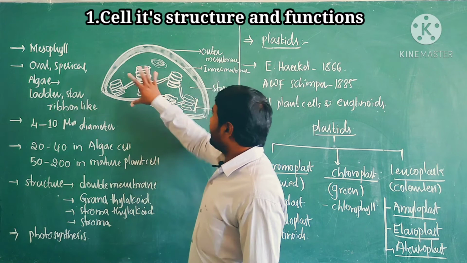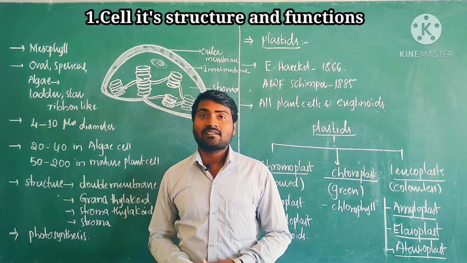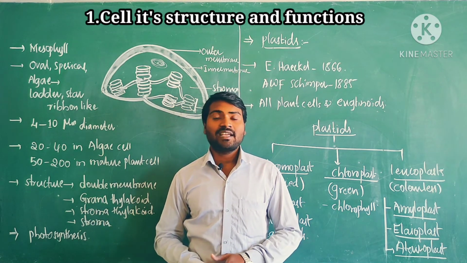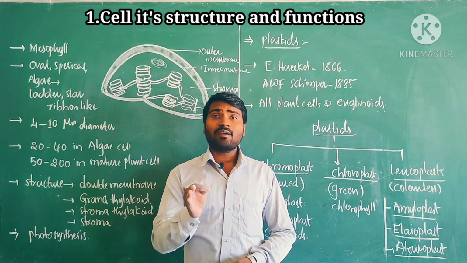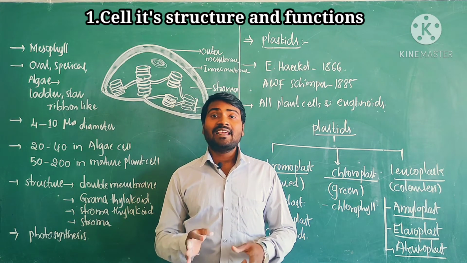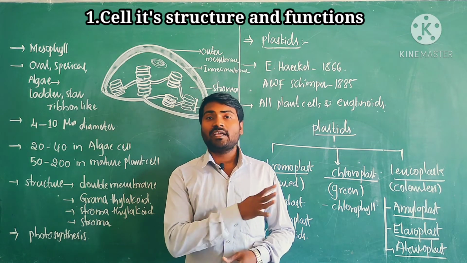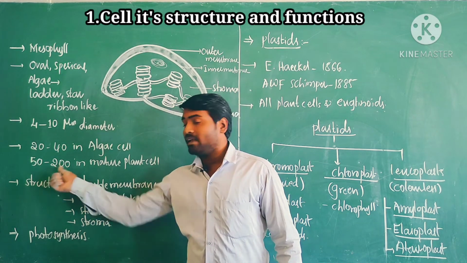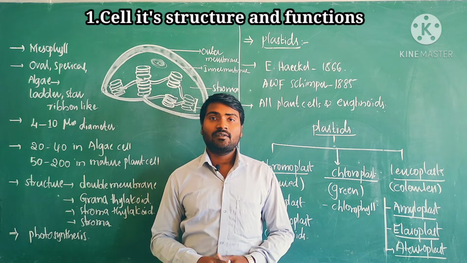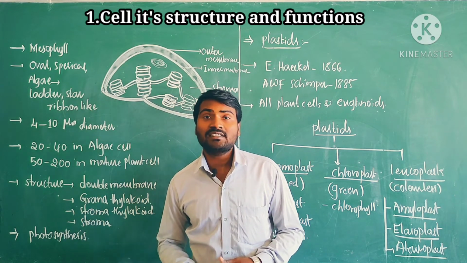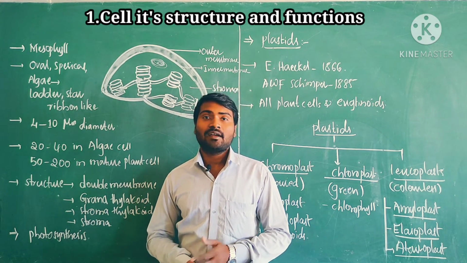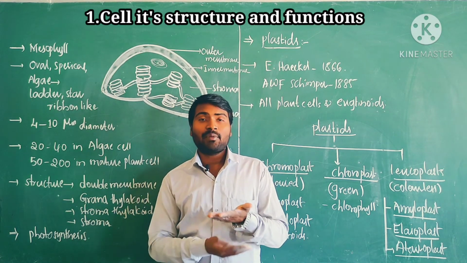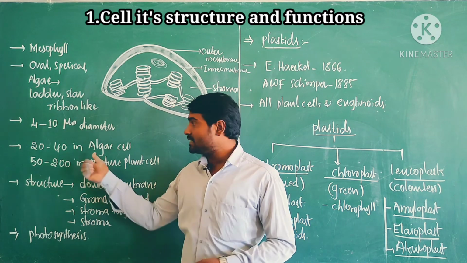The diameter of a chloroplast is nearly 4 to 10 micrometers. If we talk about the number of chloroplasts, generally in algae cells 20 to 40 chloroplasts are present, but in a mature plant cell their number may be 50 to 200. Where more chloroplasts are present, more photosynthesis can be carried out. Also, the upper surface of the leaf has more chloroplasts compared to the lower surface. So that is their number.